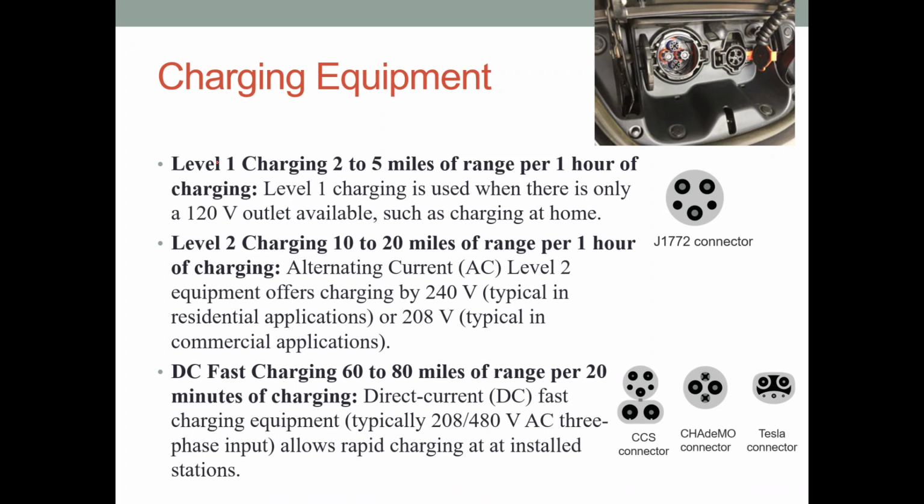Now, charging equipment, because when we are dealing with electric vehicles, charging equipment is important. We have three main levels. Level 1 charges 2 to 5 miles of range per 1 hour of charging. That usually happens in residential areas that have a 120 volt outlet. Level 2 charging is going to charge 10 to 20 miles of range per 1 hour of charging. This is usually AC Level 2 and requires 240 volt or 208 volt, and it can be found in residential or commercial applications. DC fast charging is 60 to 80 miles of range per 20 minutes of charging. This is DC, direct current, and requires 208 or 480 volt AC, but it should be a three-phase input.